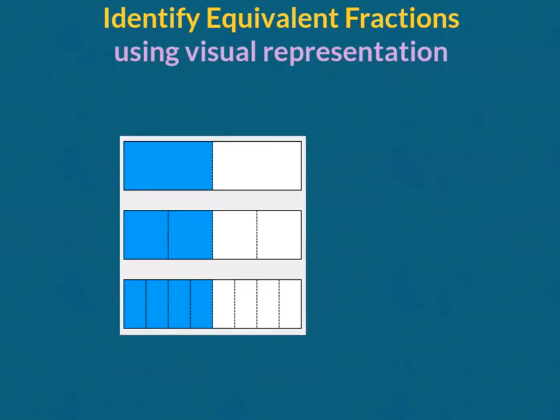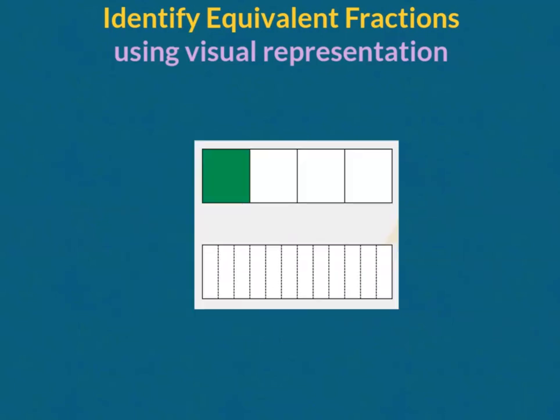Another way to investigate equivalent fractions is to use rectangles split up into fraction quantities. You can see the top rectangle has been broken into two parts. The middle rectangle has been broken into four parts. It's showing quarters. And finally, the third rectangle, although it's the same length, has been divided into eighths. We can see easily 1/2 is equivalent to 2/4, and that is equivalent to 4 parts of 8.